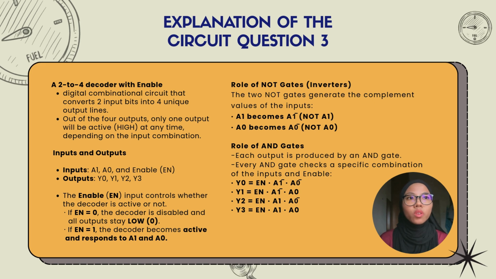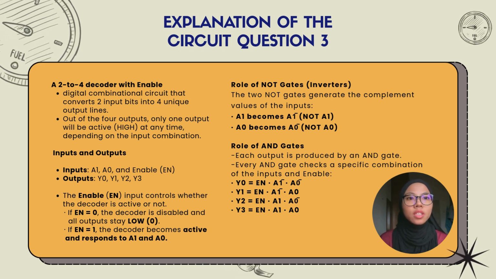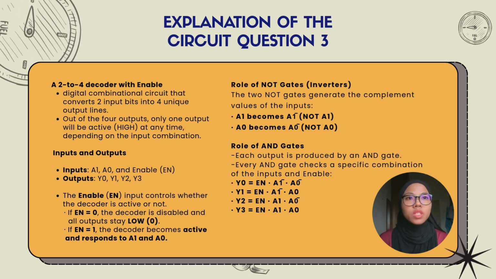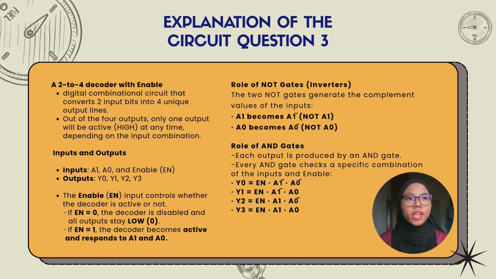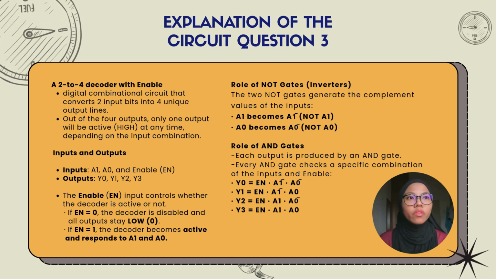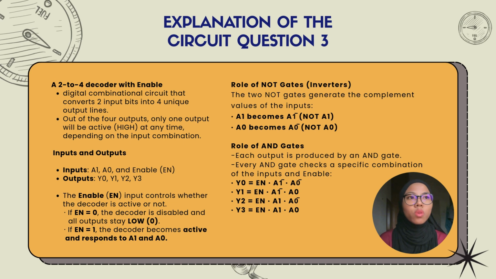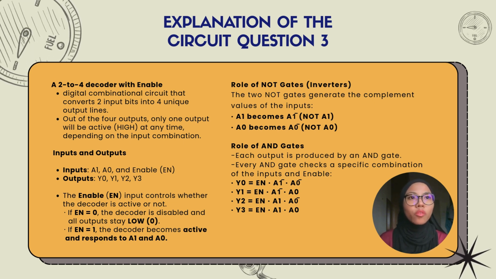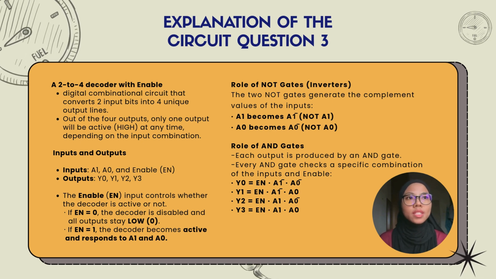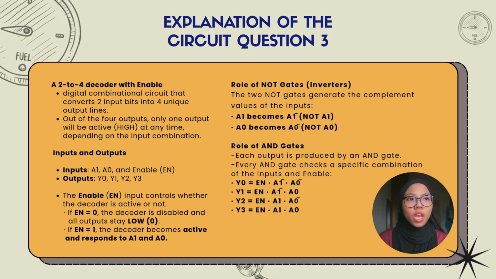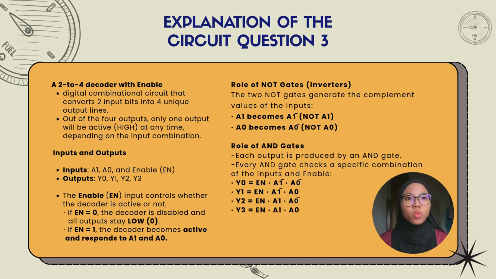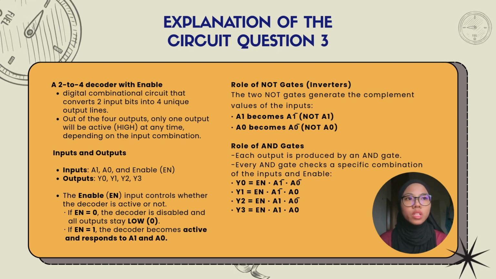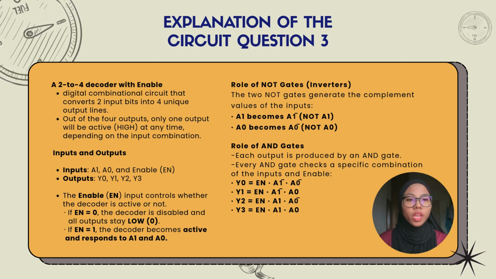The most important control mechanism for this circuit is the enable, or EN, input. This input determines whether the entire decoder is active or inactive. If the EN input is set to 0 or low, the decoder is immediately disabled, and all four outputs will consequently stay low. Conversely, if the EN input is set to 1 or high, the decoder becomes active and will respond immediately to the signal present on A1 and A0.